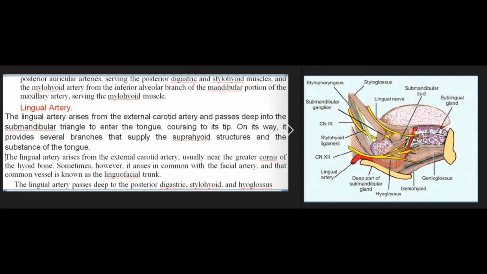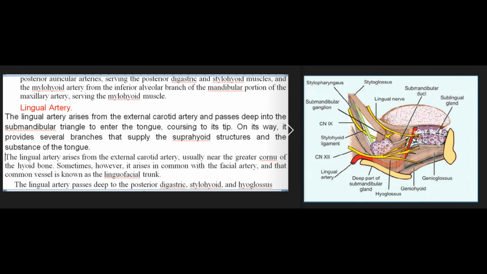The lingual artery arises from the external carotid artery and passes deep into the submandibular triangle to enter the tongue, coursing to its tip. On its way, it provides several branches that supply the suprahyoid structures and the substance of the tongue. The lingual artery arises from the external carotid artery, usually near the greater cornu of the hyoid bone. Sometimes, however, it arises in common with the facial artery, and that common vessel is known as the linguofacial trunk.